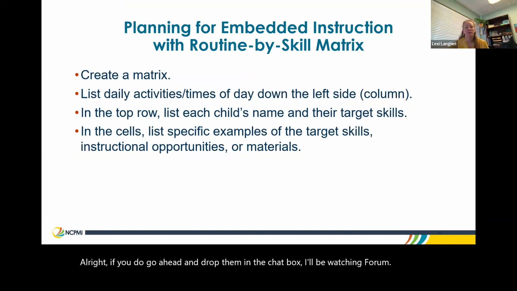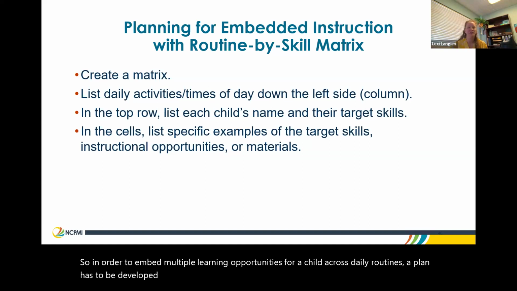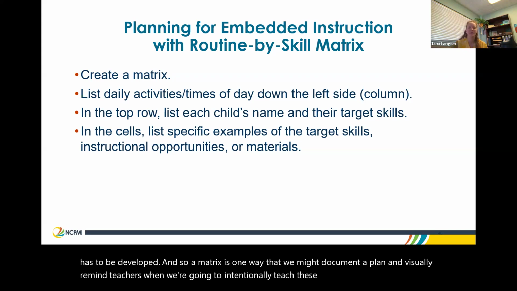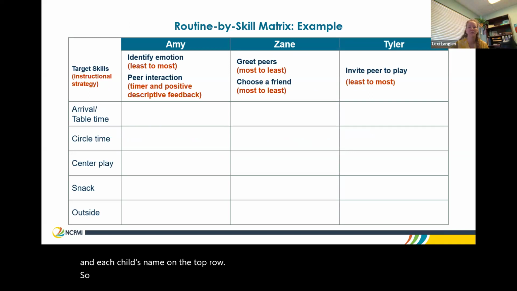So in order to embed multiple learning opportunities for a child across daily routines, a plan has to be developed. A matrix is one way that we might document a plan and visually remind teachers when we're going to intentionally teach these skills. The matrix is essentially a table that includes the daily schedule in the left-hand column and each child's name on the top row. This is a really nice example.